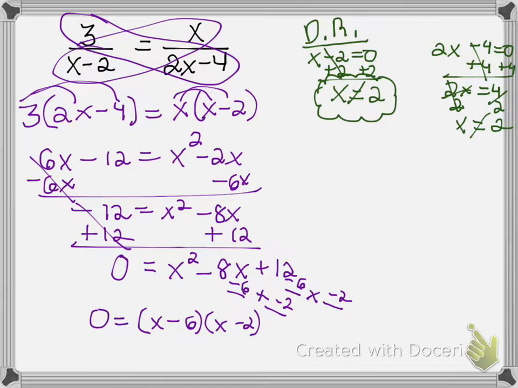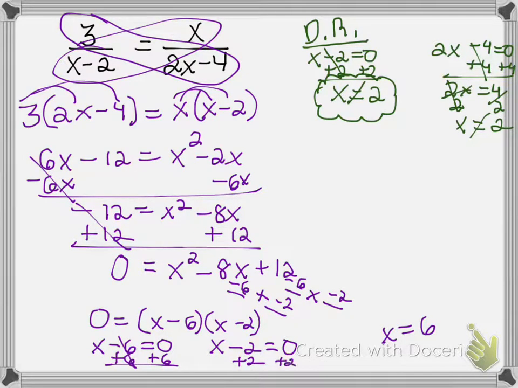And so I'll set each one of them equal to 0 and solve for x. So I'll add 6, and x is going to equal 6. And then I'll have to add 2, and that gives me x equaling 2.